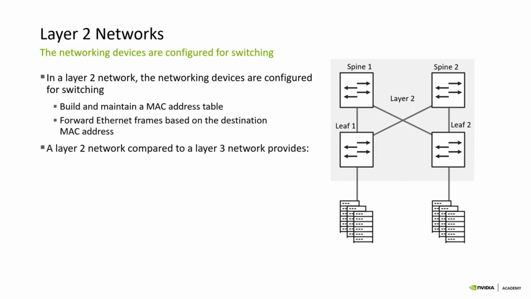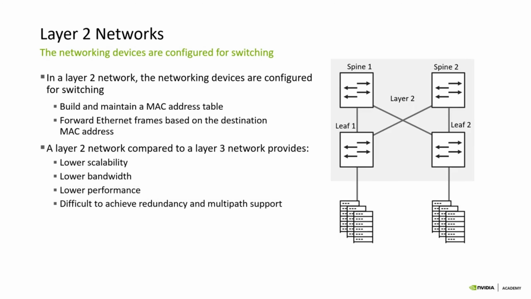Overall, a layer 2 network does not scale well and provides lower bandwidth and performance than a layer 3 network. Also, it's harder to achieve redundancy and multipath support. We'll explore the reasons for that in the following slides.